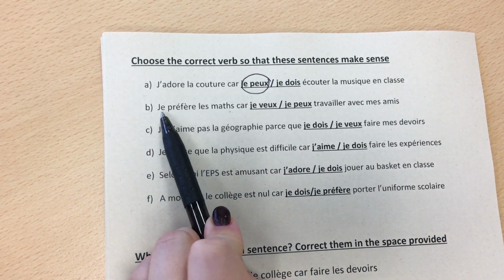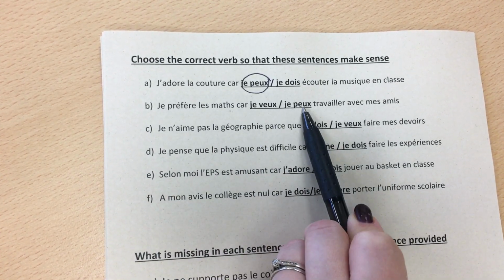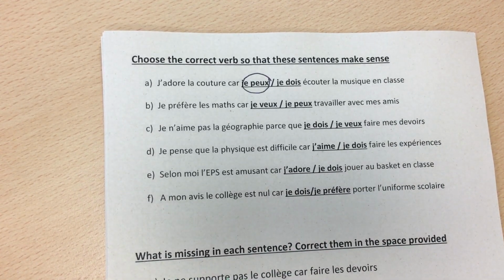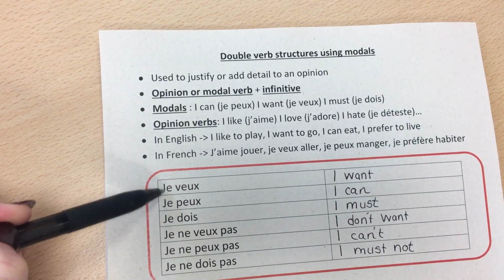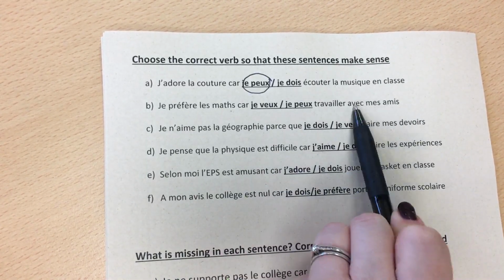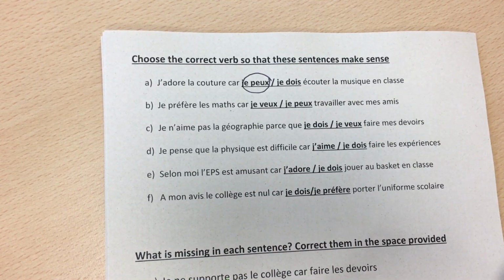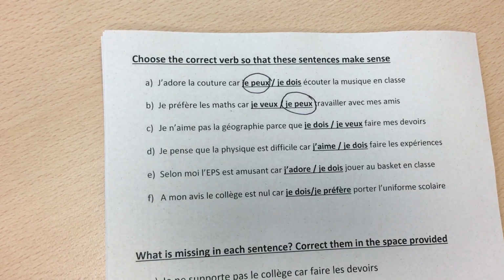Exercise B. Je préfère les maths car je veux, or je préfère les maths car je peux travailler avec mes amis. So having a think again about these 2 modal verbs, our new modals, je peux and je veux, what do they mean? I prefer maths because I want to work with my friends, or I prefer maths because I can work with my friends. Again, je peux is the modal that's working best here in this sentence, so we're going to circle that one. Pause the video here, have a go at the remaining exercises, and we'll go through them together in a moment.